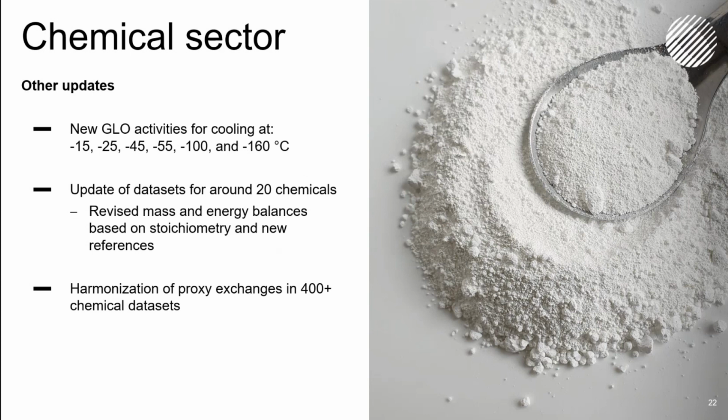Here are the last updates I would like to mention regarding the chemical sector. We have introduced several datasets that model the supply of cooling energy at temperatures well below ambient. On top of that, the datasets for around 20 chemicals were updated based on literature data and stoichiometric calculations to improve the modeling of those reactions. The mass inputs and outputs were updated either partially or entirely based on a generic model. And the data generated by this model were improved when possible with industry or literature data, in particular for the energy inputs.